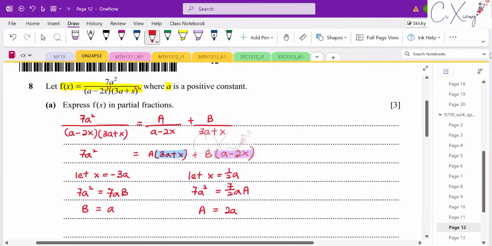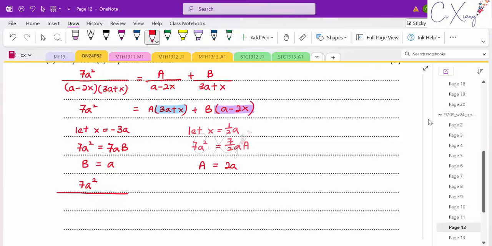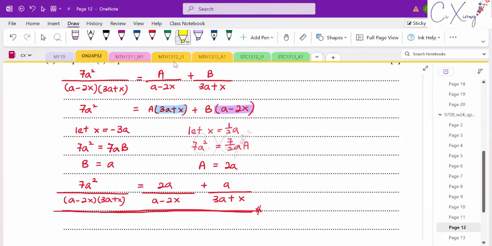Yeah, alright, so we already get the partial fractions. Usually we prefer the students to rewrite it again if possible. So try to rewrite again. 7a squared divided by (a minus 2x)(3a plus x) is equal to 2a divided by a minus 2x, plus a over 3a plus x. Okay, so this is how we basically get the partial fractions for this part.